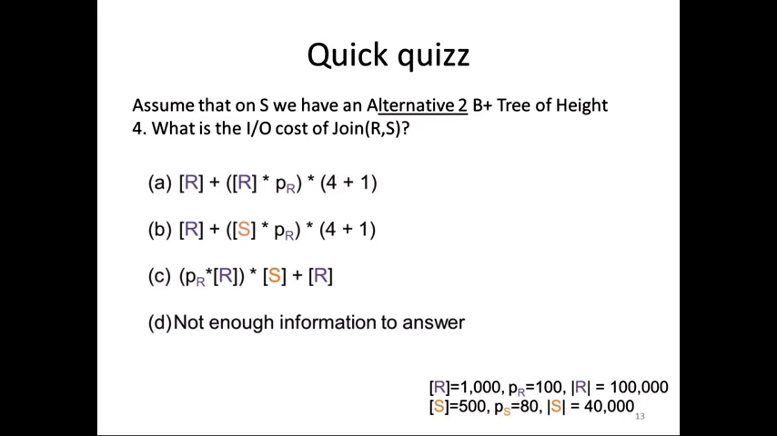So what will be the cost? And this is a quick quiz for you. Assuming that on sailors we have an alternative 2, B plus tree of height 4, what is the input output cost of joining R and S?